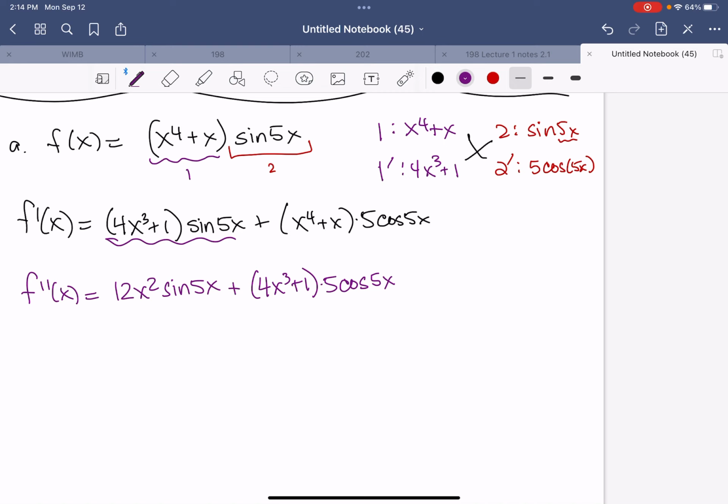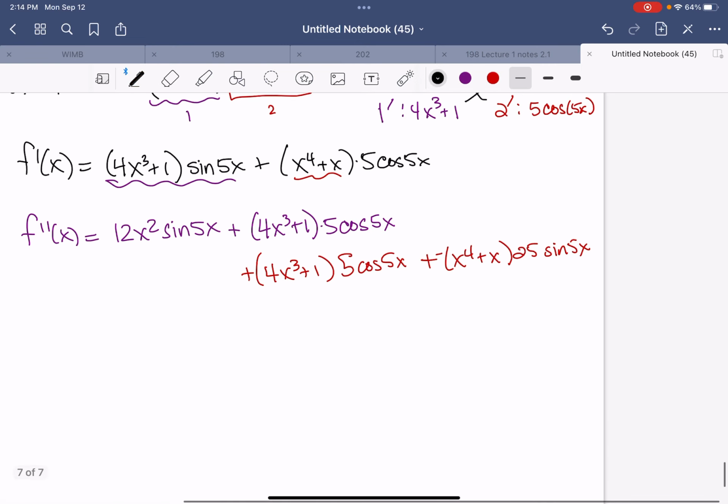So the x to the 4th plus x is going to become 4x cubed plus 1 again. So that means I'm differentiating this one. So plus 4x cubed plus 1 times the second one. We don't do anything to that, so we just get 5 cosine 5x. Notice that those 2 terms are the same. And then lastly, we leave the x to the 4th plus x, and we differentiate the cosine. So that pops out another 5, so that's 25 times the sine of 5x, but it's negative this time, so I'm going to put a negative sign up there.